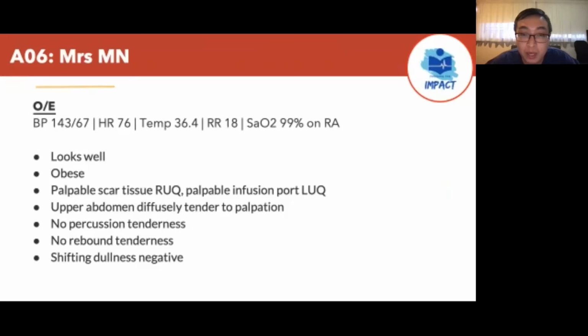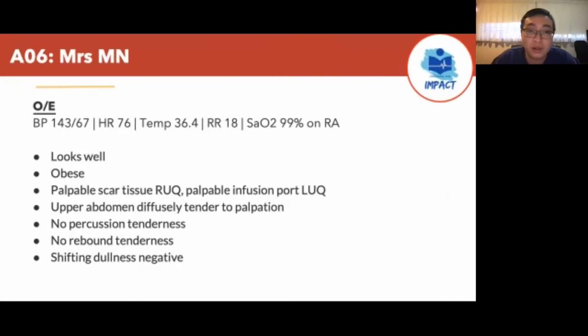You palpate her abdomen. The lower abdomen is fine, but the upper abdomen is diffusely tender to palpation. There's no percussion tenderness, no rebound tenderness. And importantly, shifting dullness is negative. So she's not ascitic.